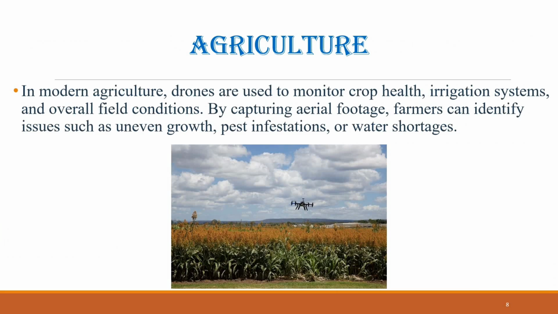Agriculture. In modern agriculture, drones are used to monitor crop health, irrigation systems, and overall field conditions. By capturing aerial footage, farmers can identify issues such as uneven growth, pest infestations, or water shortages. This data-driven approach improves efficiency and helps optimize farm management practices. As a result, farmers can make more informed decisions that lead to better yields and reduced resource waste.